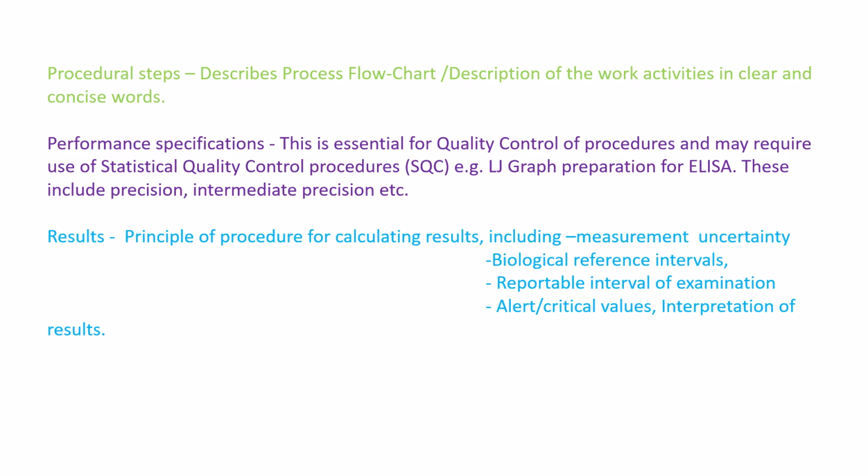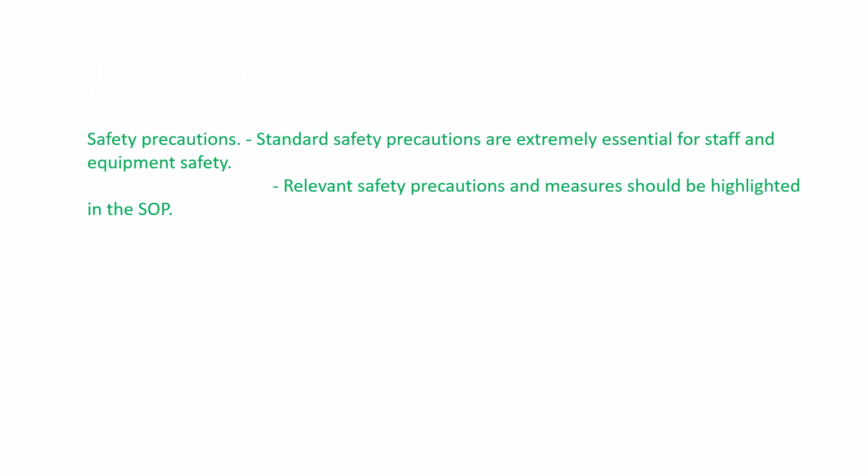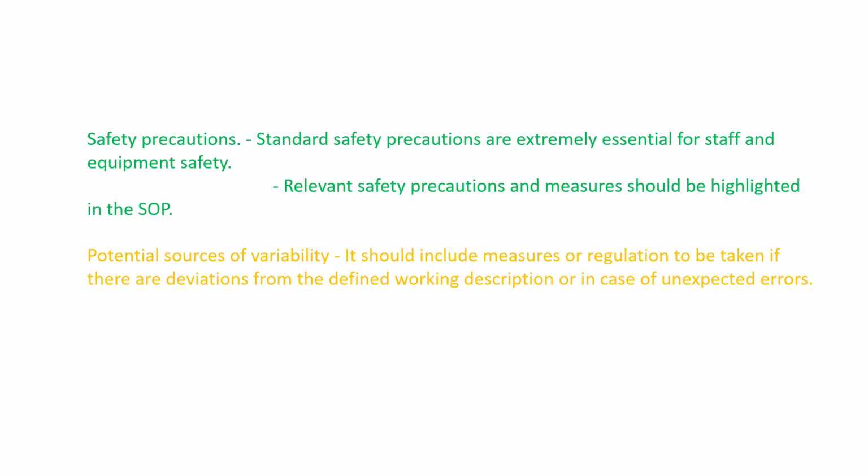Then results: principle of procedures for calculating results. It includes measurement uncertainty, biological reference intervals, reportable interval of examination, alert and critical values, and interpretation of the result. Next is safety precautions. Standard safety precautions are extremely essential for staff and equipment safety. Relevant safety precautions and measures should be highlighted in the SOP.